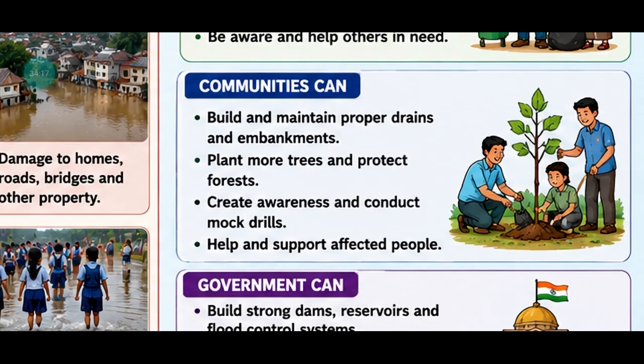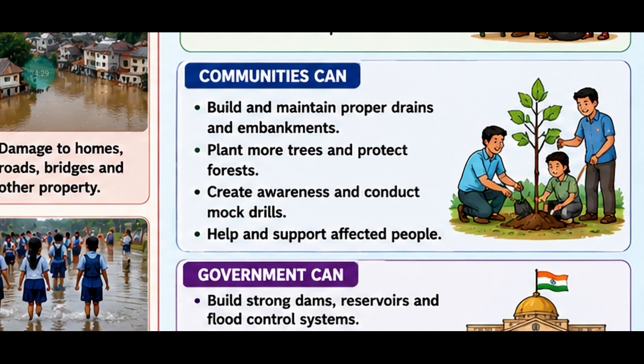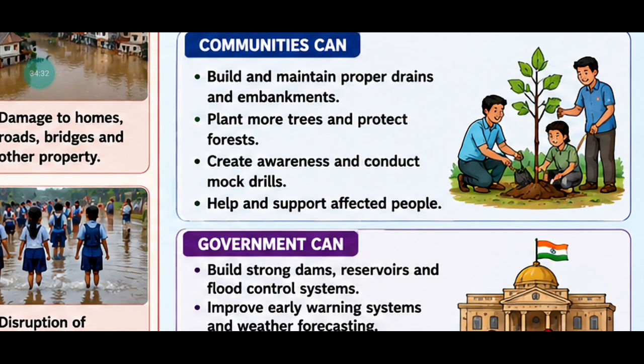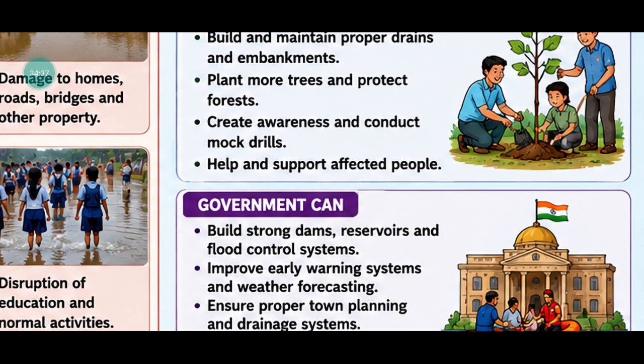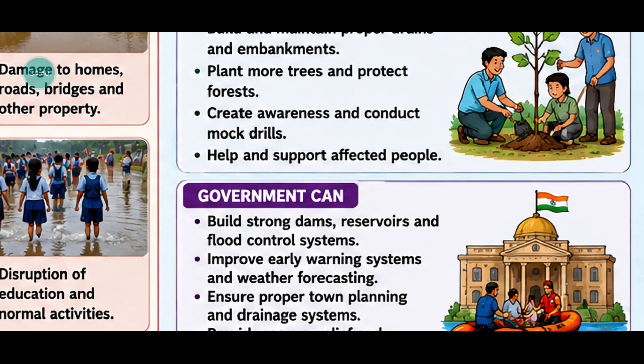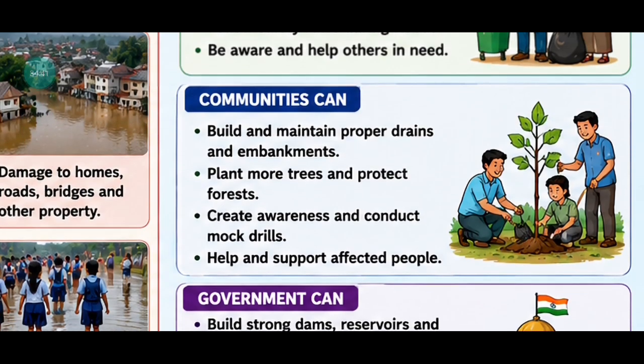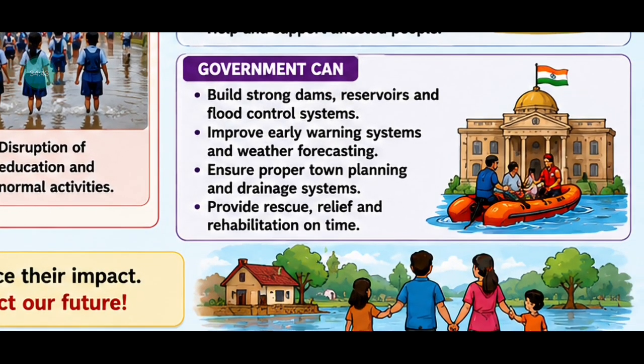If there is any water source, if there is danger from anywhere that water can come, an embankment can be created in that area. Plant more and more trees and protect forests. Create awareness and conduct mock drills. Mock drill is very necessary. We people don't focus on it, but it should be done. Fine. Next is help and support affected people. This is it. Next one is government.